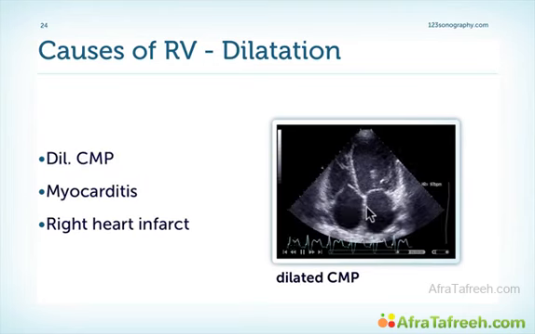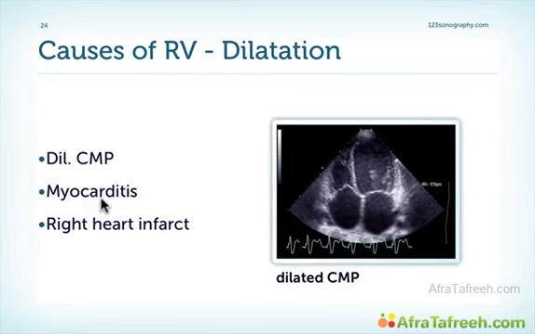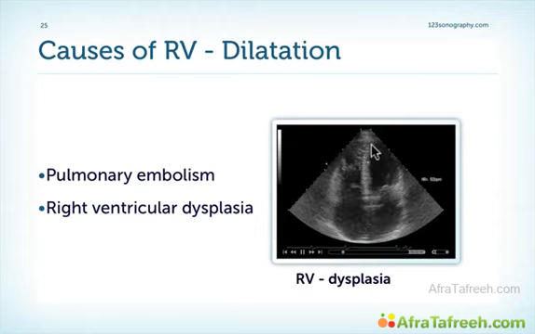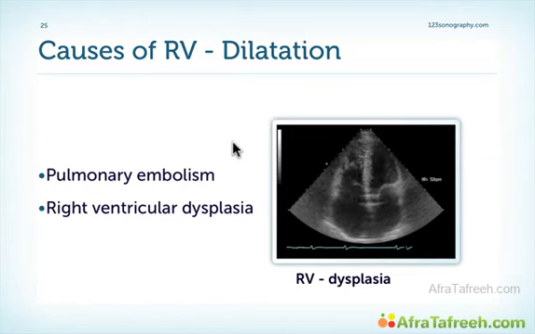Dilated cardiomyopathy, possibly because the right ventricle is also affected. Myocarditis, right heart infarct, pulmonary embolism, or right ventricular dysplasia. Again, this is such an example of a patient with right ventricular dysplasia and the typical findings. We'll talk more about that when we come to the pathologies.